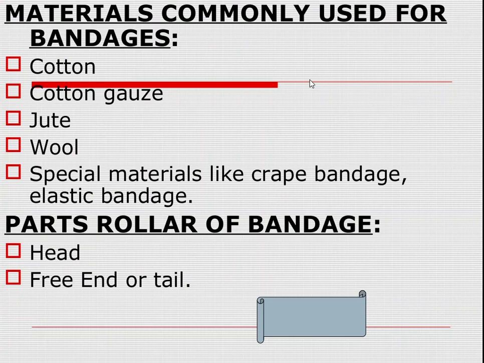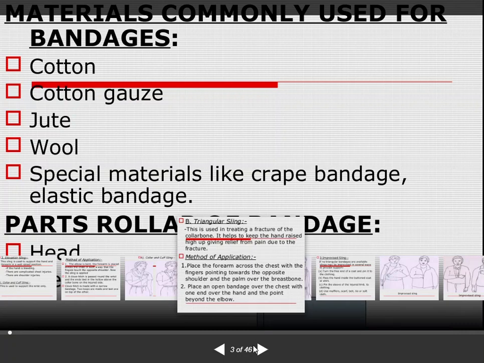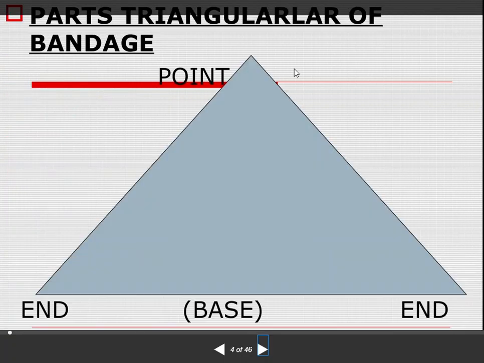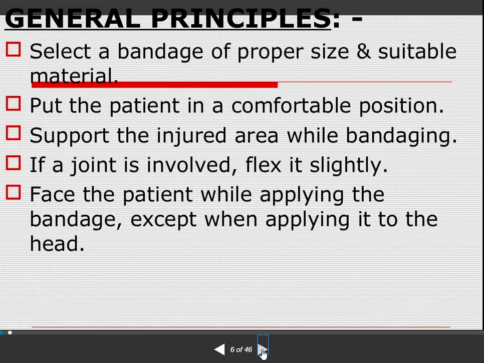Next, the parts of the roller bandage: head and tail. Means one part is the head and the second part is the tail. Next, parts of the triangular bandage. A triangular bandage has mainly three parts: the point, that is the pointer at the upper side, two ends, and in between the base. Size of the bandage is not that important.